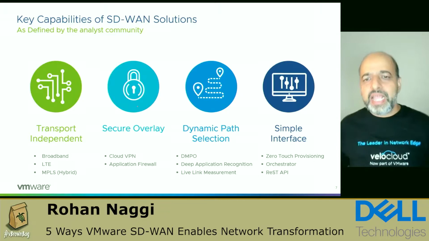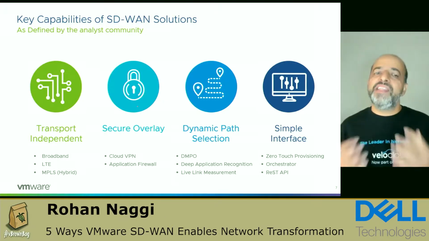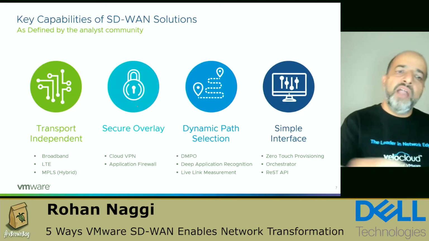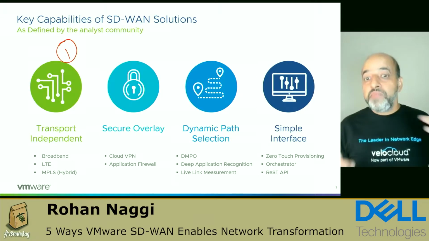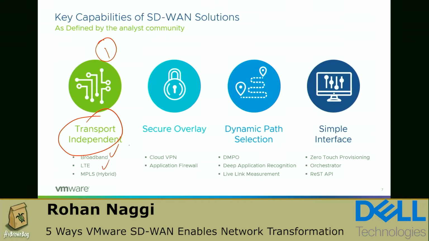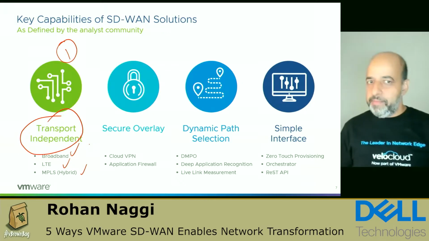What are the basic capabilities for any SD-WAN solution? The key four things. First is transport independence. What it means is, if you remember the problem statement, even when you have multiple circuits, we are using them in a primary-backup mode, primary-standby mode. But with SD-WAN, you'll be able to leverage all the circuits at the same time. And with VMware SD-WAN, all the circuits by default are in active fashion. So you are leveraging all the circuits, and that brings transport independence. Any kind of circuit you can bring into VMware SD-WAN.